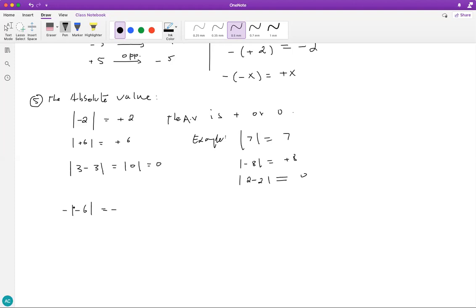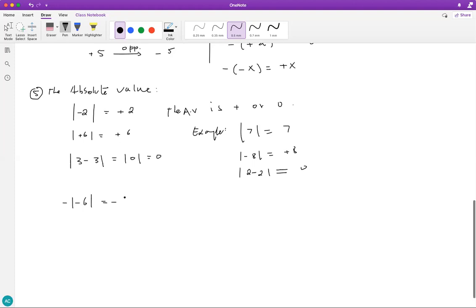Then you do, what is the absolute value of -6? +6. That's right, it's +6. So this one turns into just 6. So this negative stays here, but this -6 turns into +6. You could also have, let's say, -2, let's say 5 minus 1.